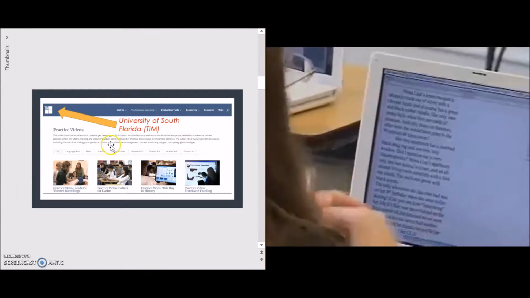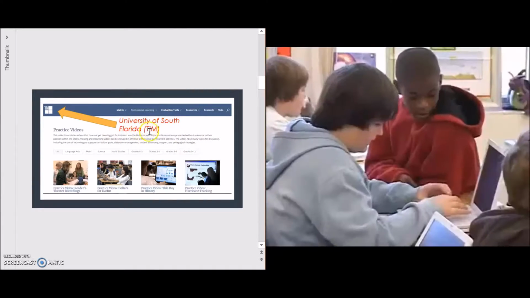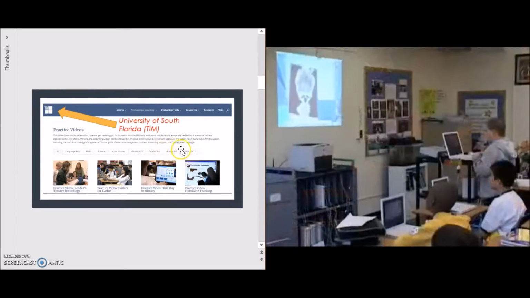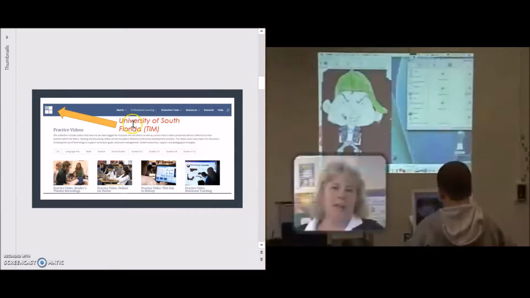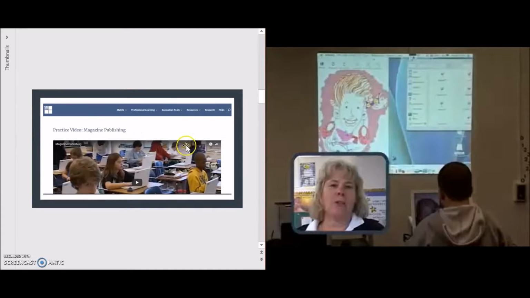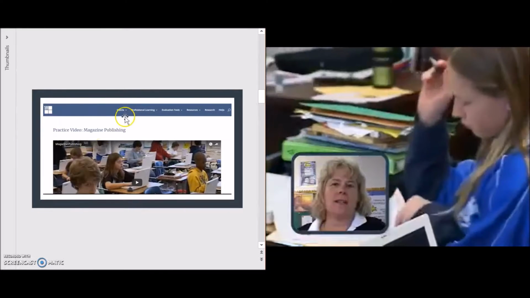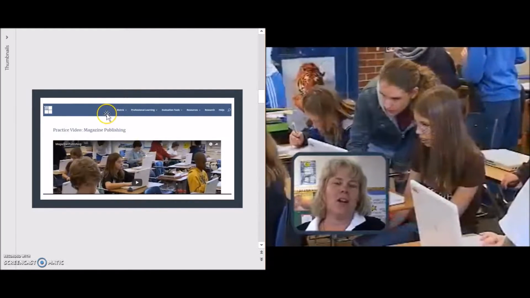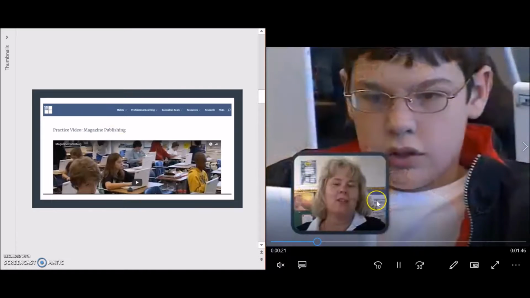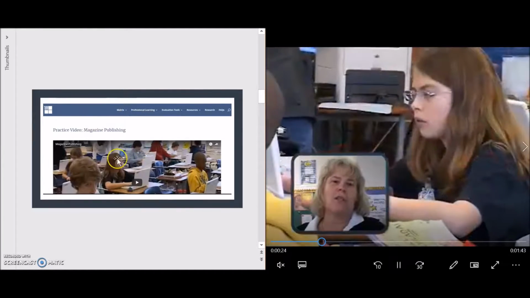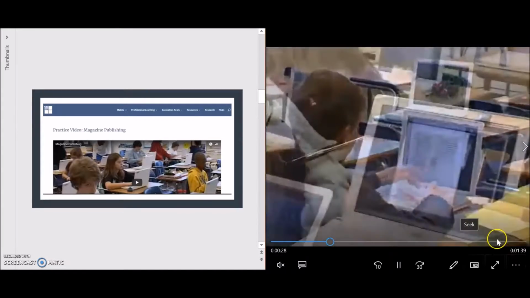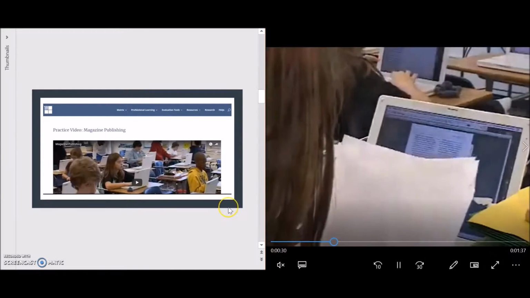So I got the lesson from the University of South Florida TIM website, and I searched grades 6 through 8, and I scrolled down until I found this one on magazine publishing. I found it really interesting because I've always thought about doing some kind of magazine with my students, and there's a lot that goes into it. So I was really fascinated to see what this teacher did and how the students produced a tangible magazine that they could see. And the video is only about 2 minutes long, so it's really short.